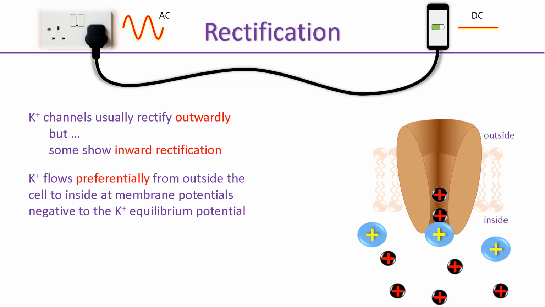At negative membrane potentials, the opposite happens and the block is relieved. So, to summarize, potassium current is inward at negative potentials, but impeded upon depolarization.